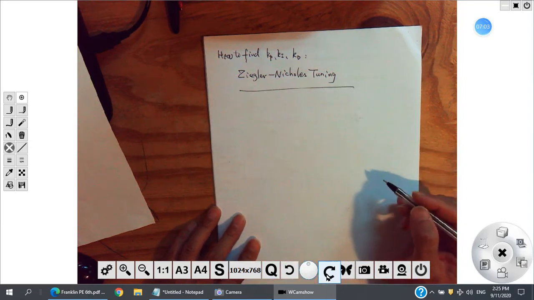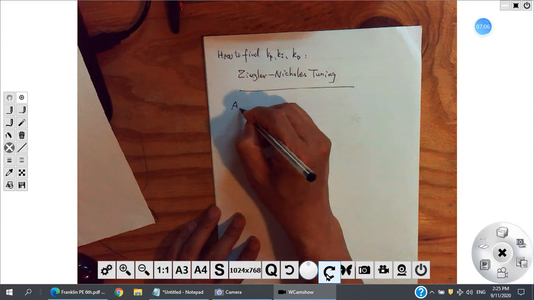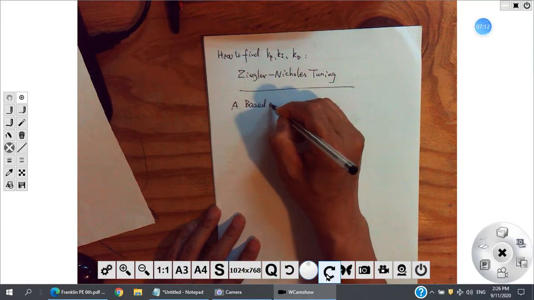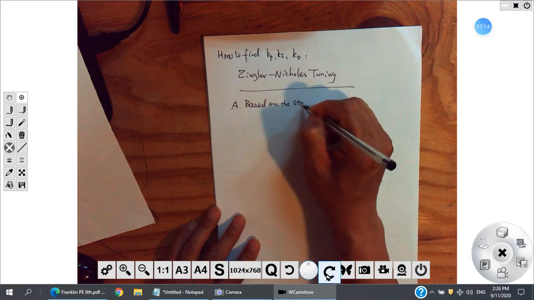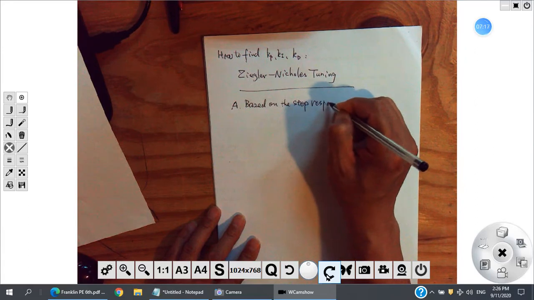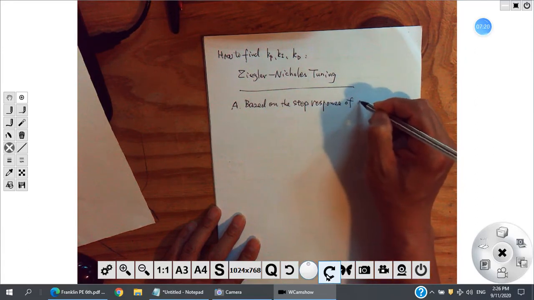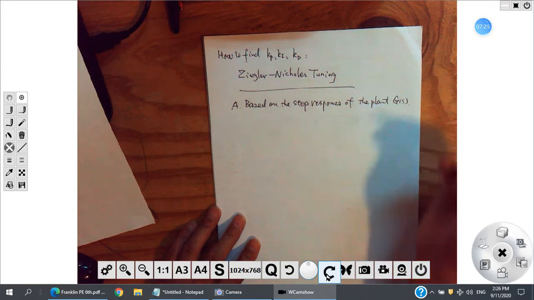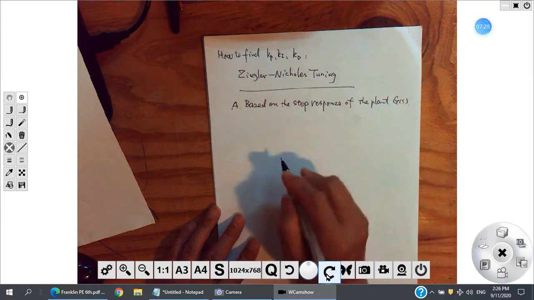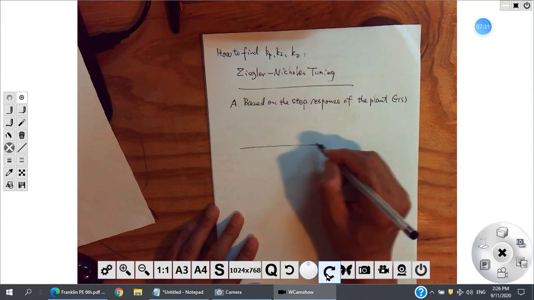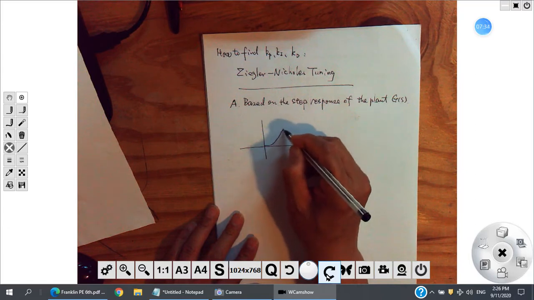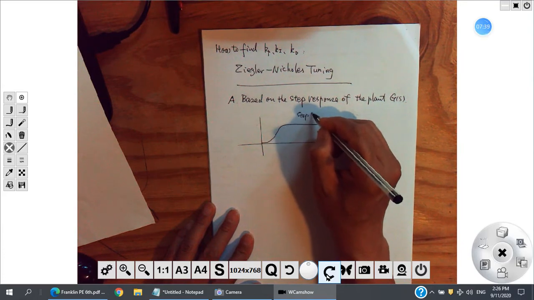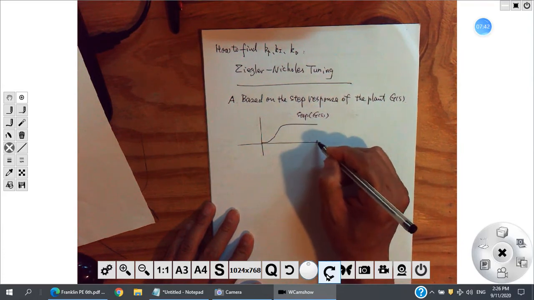There are 2 cases. The first case is based on the step response of the plant. So you check this G of S. Suppose we have the step response of G of S looking like this.